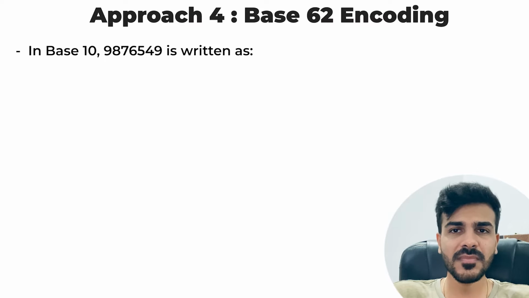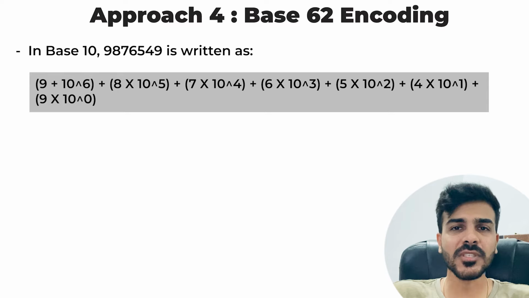9876549. This is written as 9 into 10 to the power 6 plus 8 into 10 to the power 5 plus 7 into 10 to the power 4 plus 6 into 10 to the power 3 plus 5 into 10 to the power 2 plus 4 into 10 to the power 1 plus 9 into 10 to the power 0.